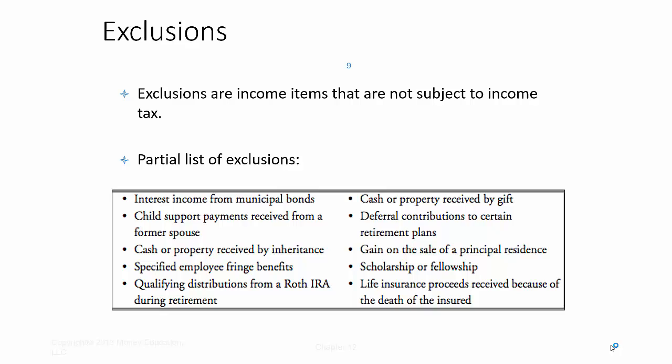These are some of the things that we definitely want to remember, because that's how we will exclude some things from our income, especially in above the line calculations. This will help to reduce or lead us to our adjusted gross income. For example, on your paycheck you're going to see the deferral contributions to certain retirement plans, if your employer does in fact have a retirement plan.